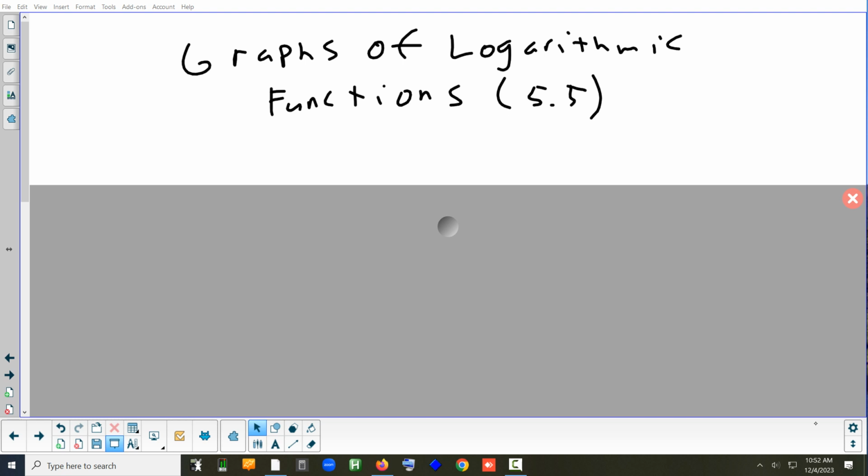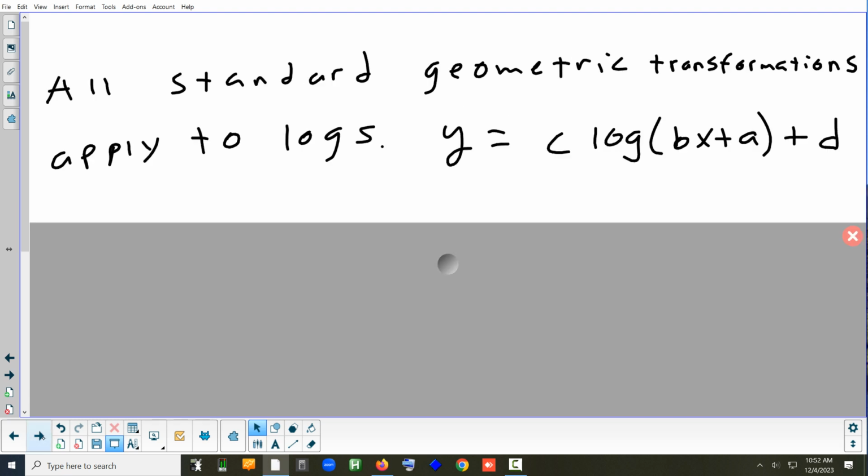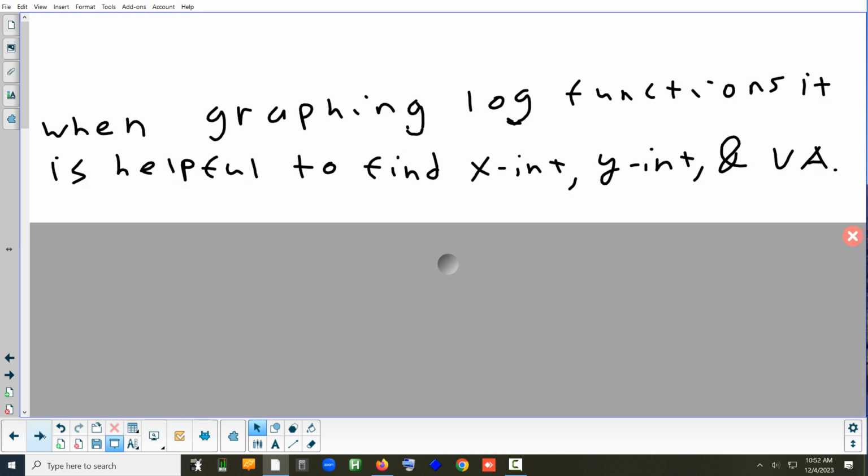Okay, so the last section we will take a look at in Chapter 5 is 5.5. It's on, I think, 3 different things. We've got the change of base formula, transformations of logs, so we'll go through that like we always do, and then graphing logarithms.